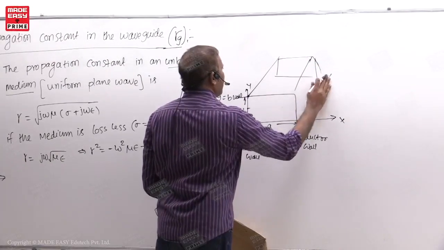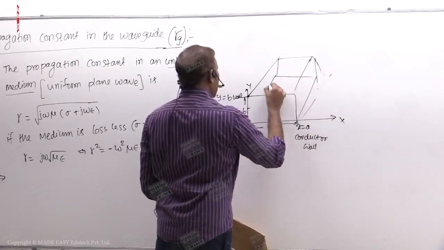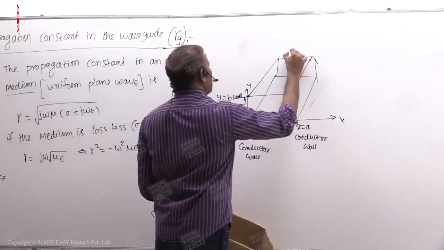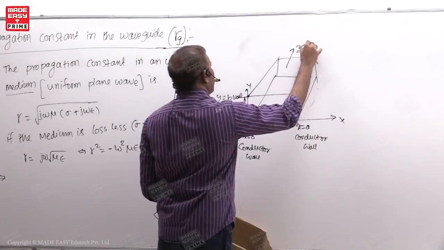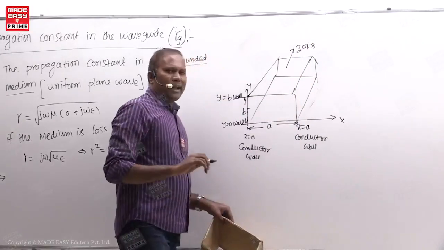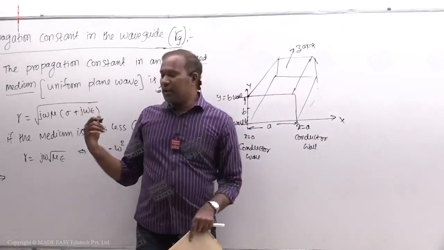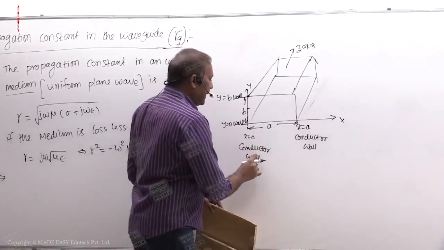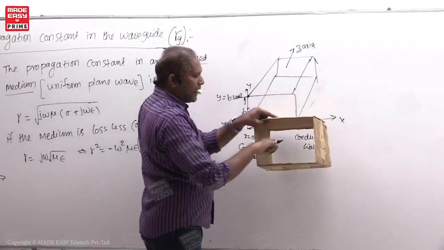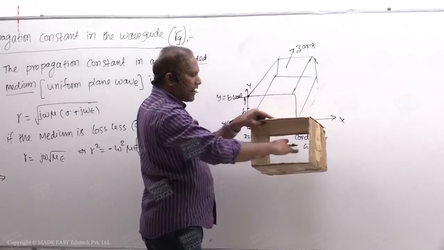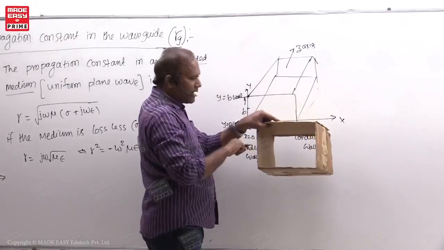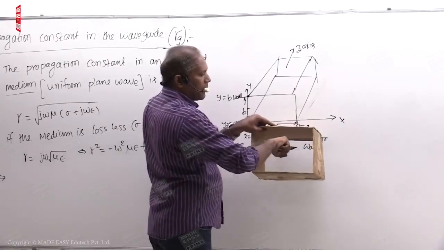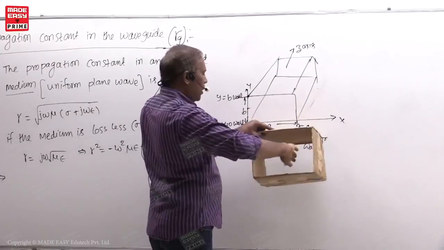Now it has some length here, and we are taking this as the z-axis. Why did I come from that discussion to this discussion, you know? I want to tell you, in the x direction signal cannot travel because these conductor walls are there. If I send any signal like this, it cannot go in the x direction because that signal is stopped by this wall.